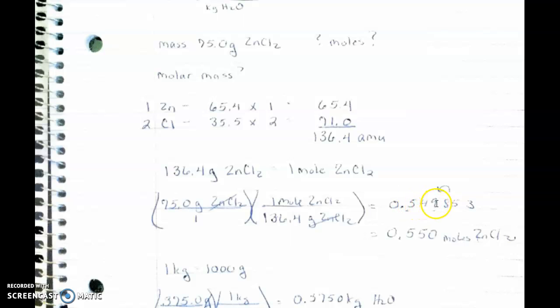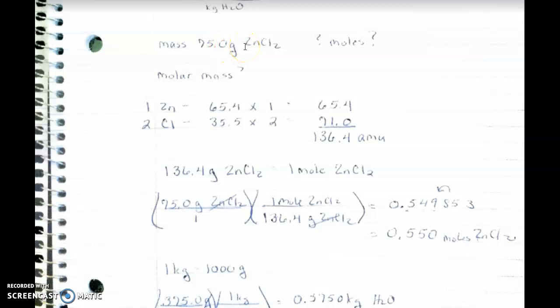So when I come over here and look, I know that I need to keep the tenths, hundredths, and thousandths position. That number is a 9, but we have to look at the number to the right. That number is an 8, which means we have to round up, so this 49 becomes a 50. But we have to keep that 0 here because that is a significant figure. So our answer is that we have 0.550 moles of zinc chloride in this original 75.0 gram sample.